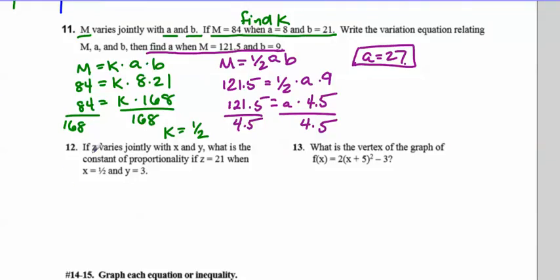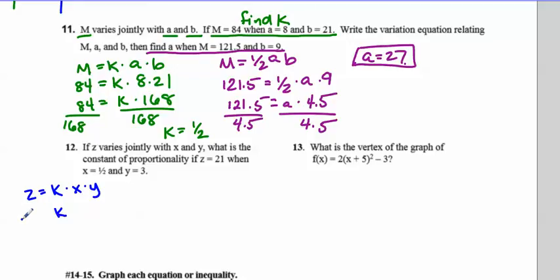In 12, z varies jointly with x and y. So z, let's try that again, is equal to a constant k times x times y. What is the constant of proportionality? So the constant of proportionality is the k. That's what we're trying to find.